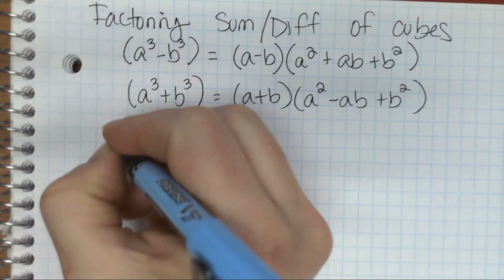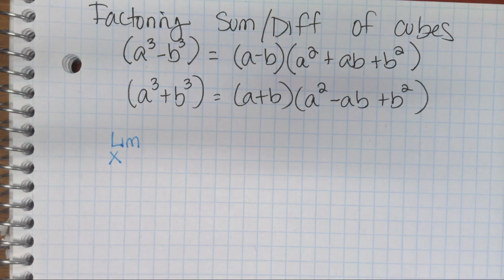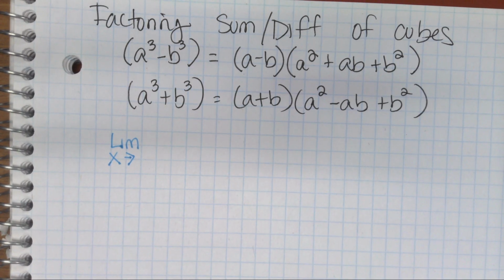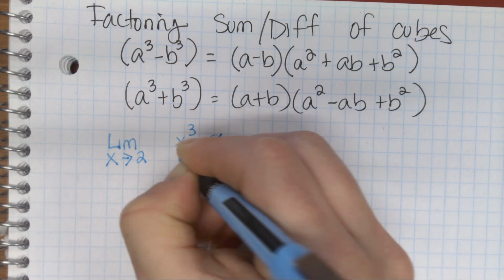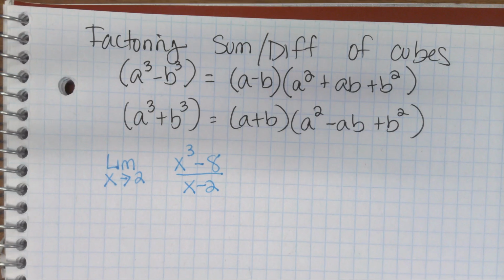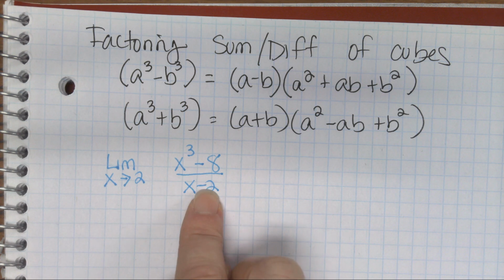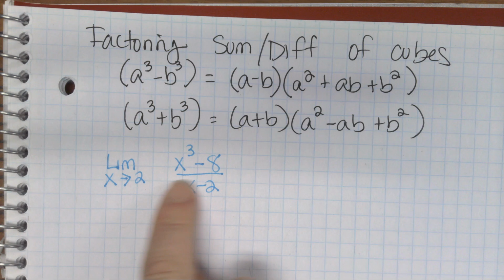This was a homework question, but it wasn't assigned. So this would be an example of what I'm talking about. The limit as x goes to 2 of x cubed minus 8 over x minus 2. Do you guys see how it's an indeterminate form? Like this would give me 0 over 0. So I can remove it. This is a difference of cubes.